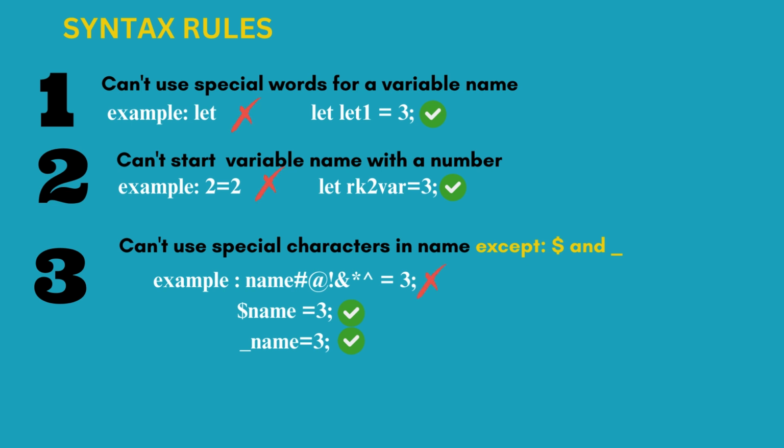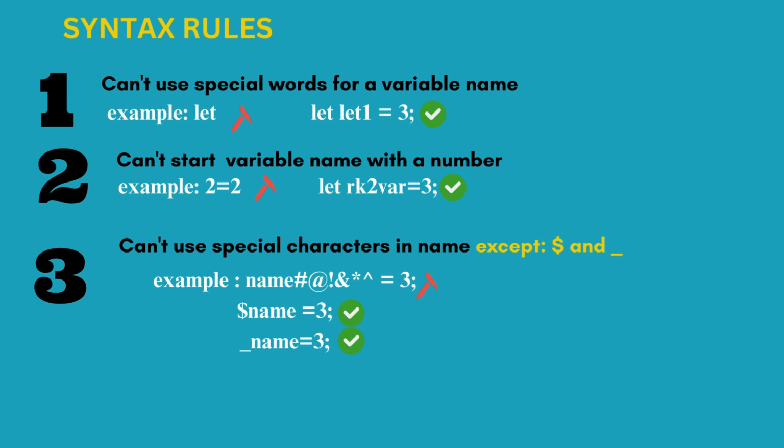Second rule is 2. Can't start a variable name with a number. Example, 2name is equal to 2. A number as a prefix can't be used to name a variable like 2name, but we can use number in middle or as postfix. Example, let rk2var equals 3, or let rk2 equals 3.